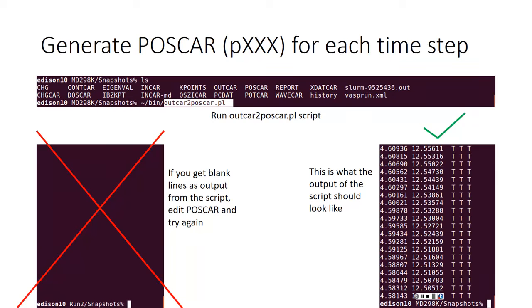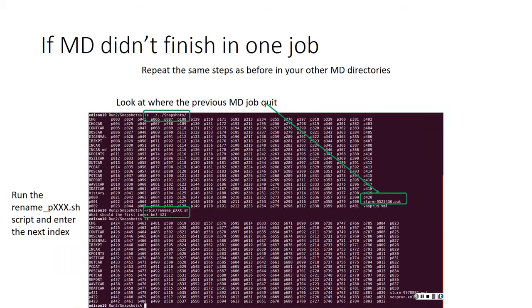Okay, so when you try to run this script, if you just get a bunch of blank lines as output, it probably means that you didn't edit your POSCAR, so just go back, do that, and try to rerun the script. If you get all of this going on as output, then that probably means it worked. It's probably still a good idea to look at one and make sure that you actually have all the information that you need.